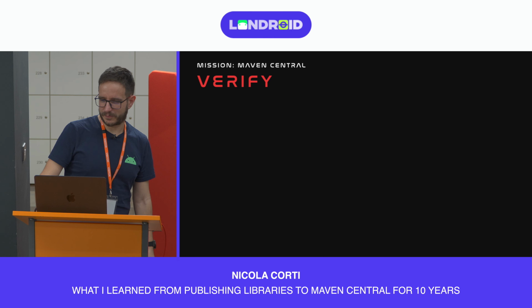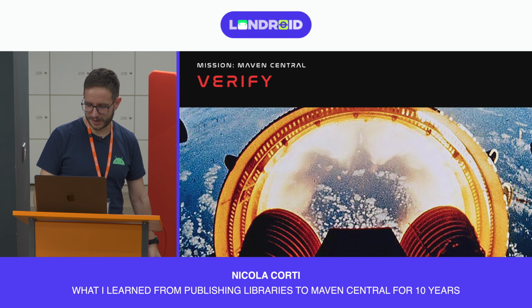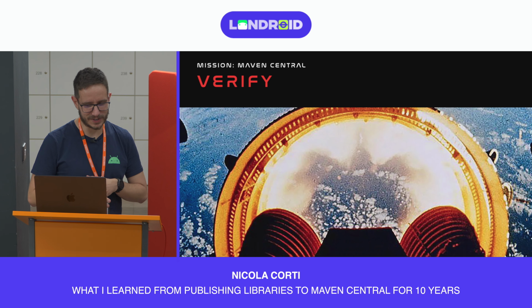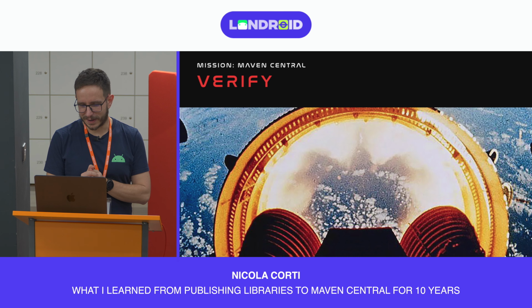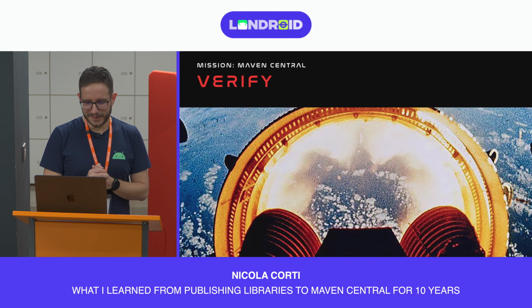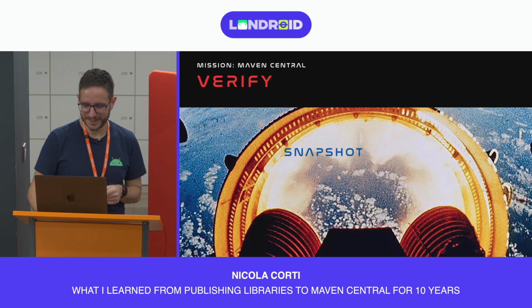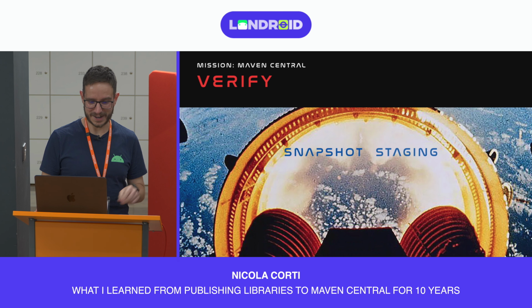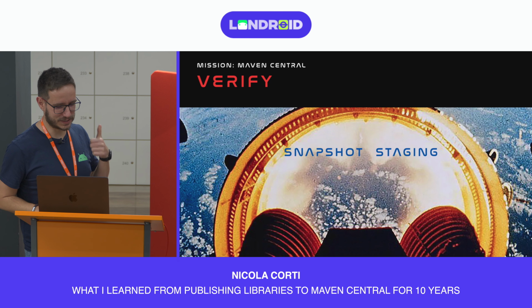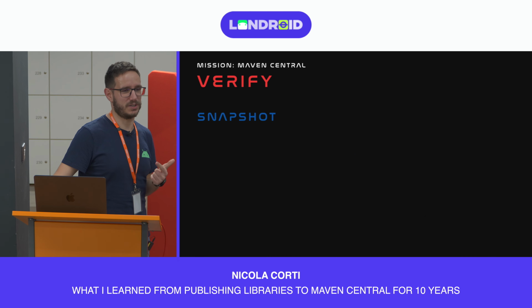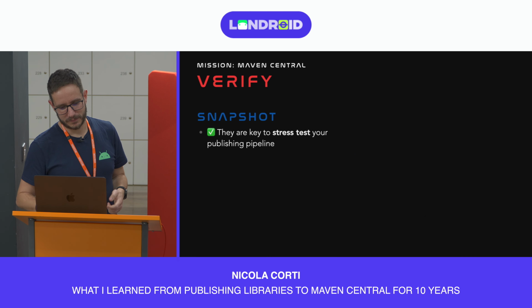Cool. So now your release is in orbit. In the low Earth orbit. You still have an opportunity, though, to halt everything. And actually, you have two opportunities. The first one is called snapshot, and the second one is called staging. So how do they work?